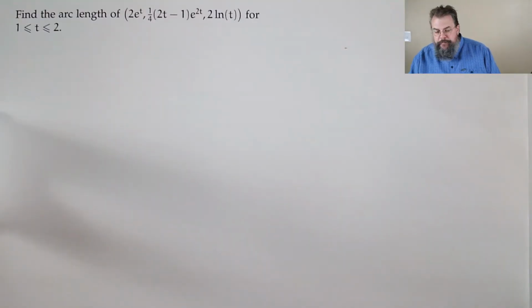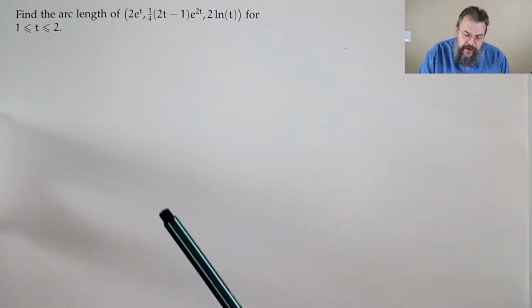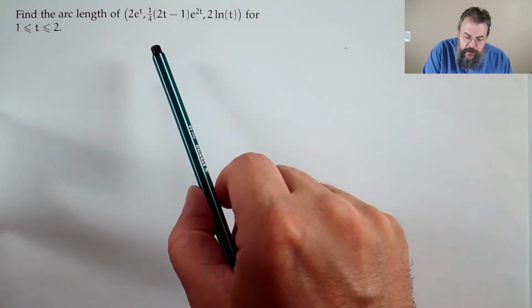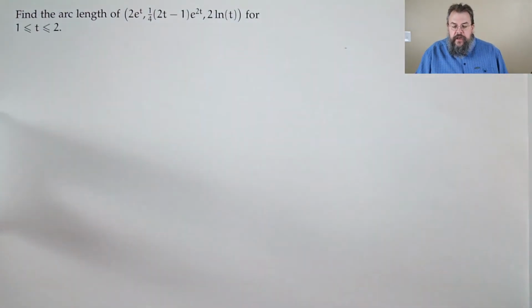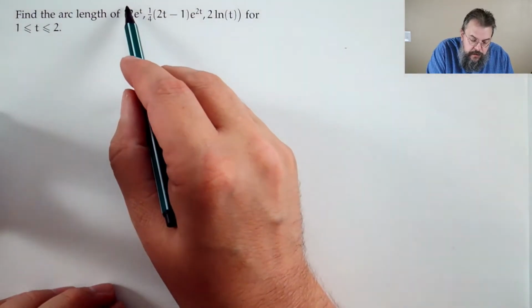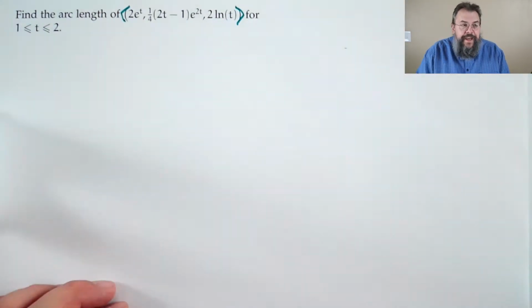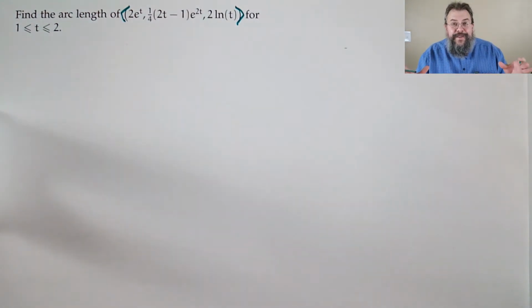Our first problem. Find the arc length of 2e^t, (1/4)(2t - 1)e^(2t), and 2 natural log t, where t goes from 1 to 2. Well, first off, this parametric curve, we're thinking of it as x(t), y(t), z(t) as coordinates of points, and we're going to do something really simple. Okay, so we've turned it into a vector valued function. Now we can use our tools.